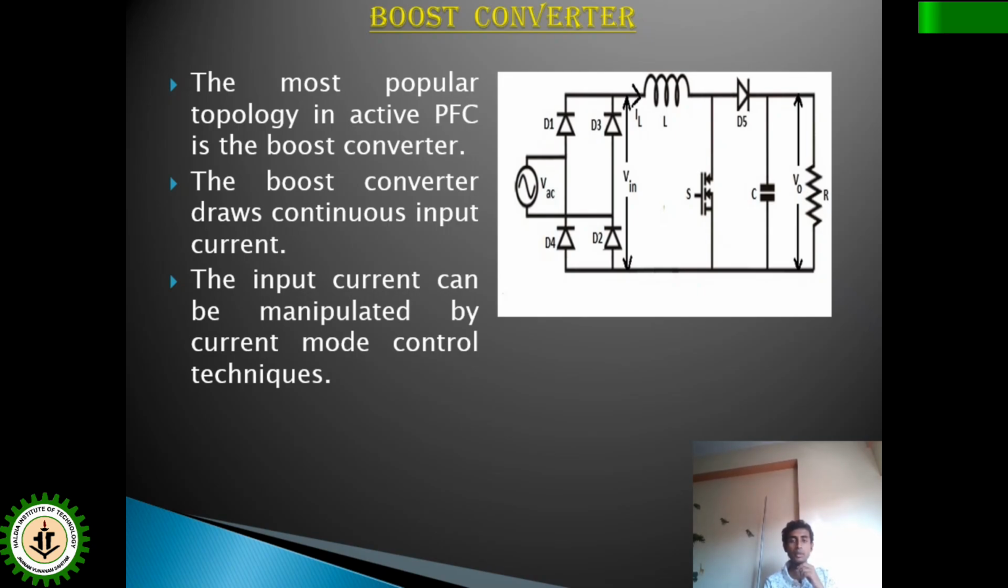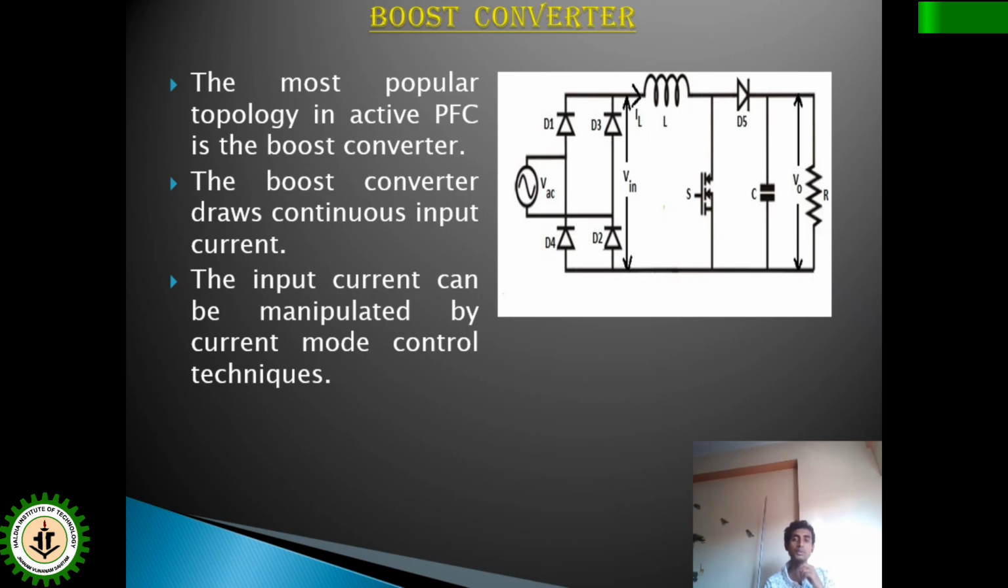So boost converter, it is already discussed that the single phase AC supply voltage through a rectifier is converted to a rectified pulsating DC output, which is V in. It is fed as the input of the boost chopper or boost converter. The boost converter consists of an inductor, switch, diode, and obviously at the output there is the load. The capacitor is used to make the output voltage constant.